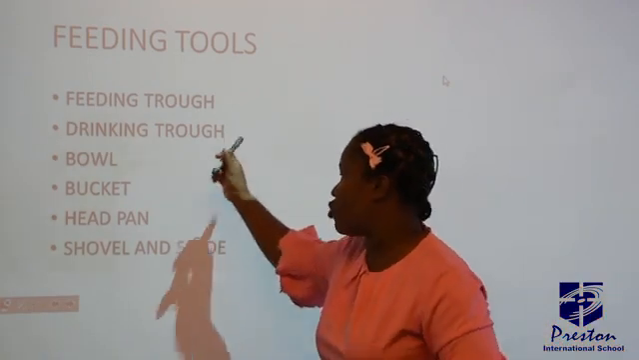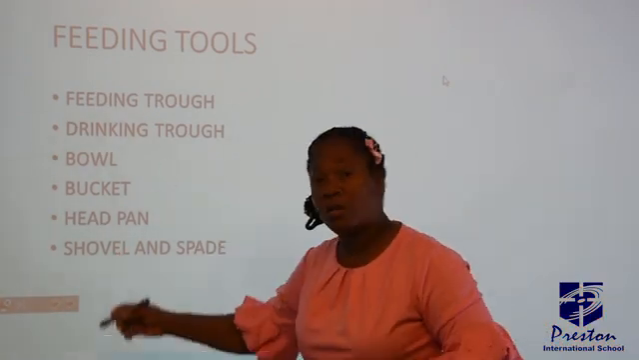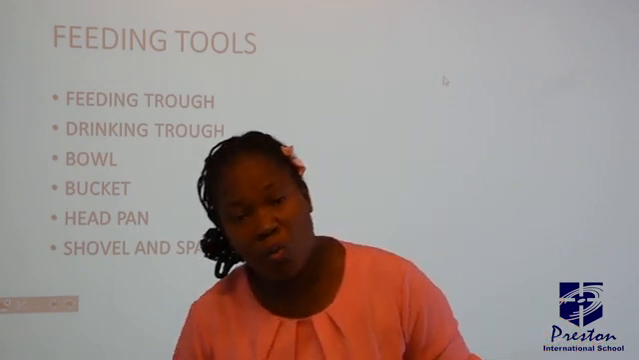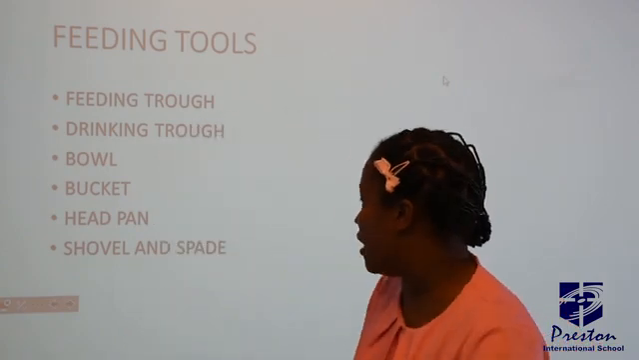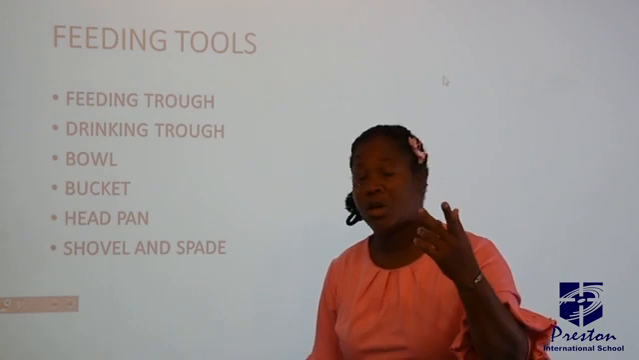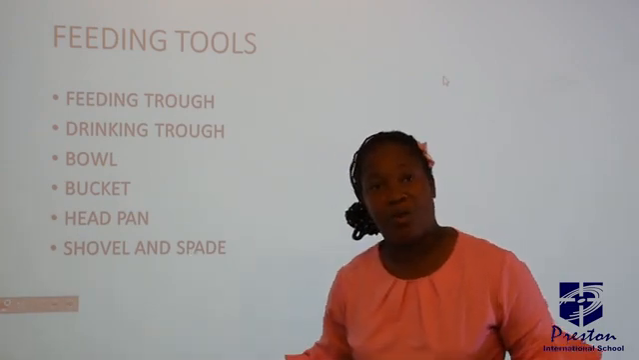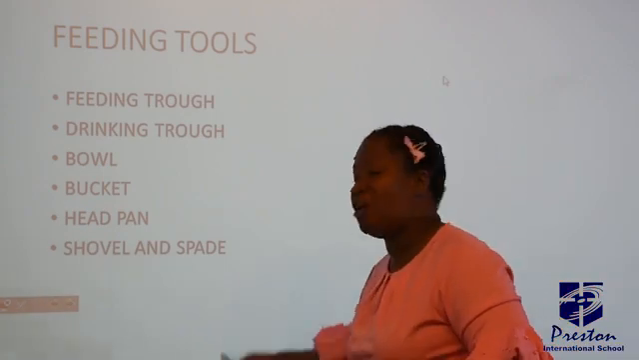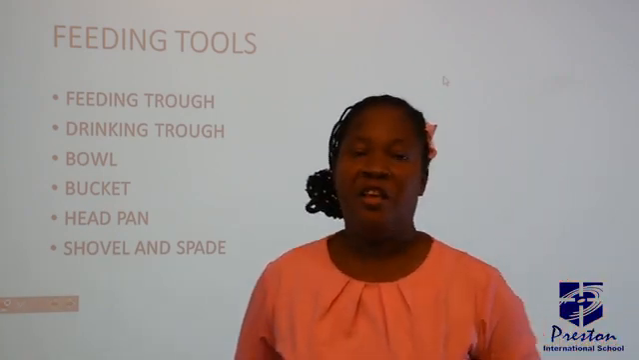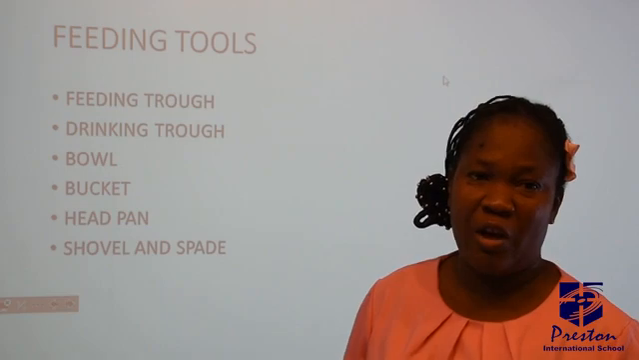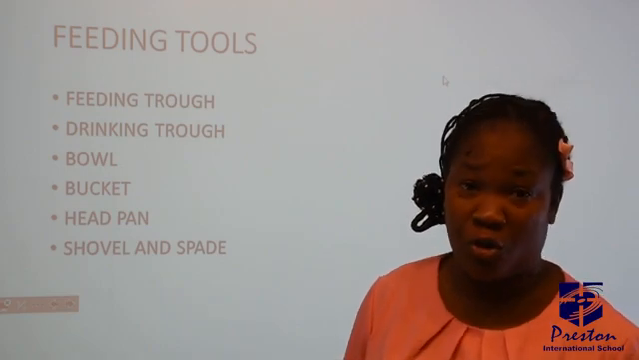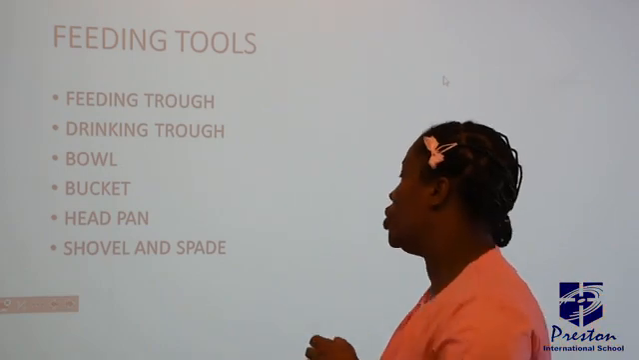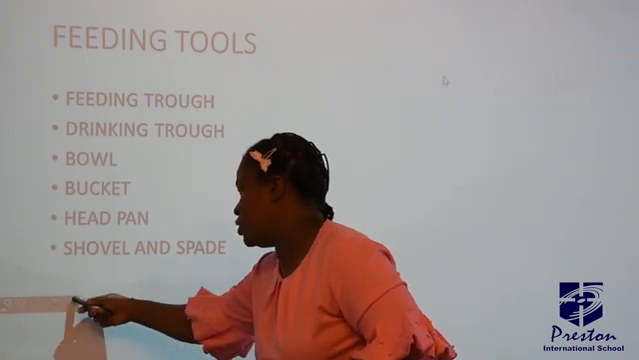Then a drinking trough for water, and a bowl for you to take water or for you to pack their feed. You need buckets also. You need an egg pan at times for you to be able to pack their feed if they are so much. And then you need a shovel and spade, most especially if you are making use of hay. We have what is known as a hay fork also. You can use that as part of their feeding tools also.